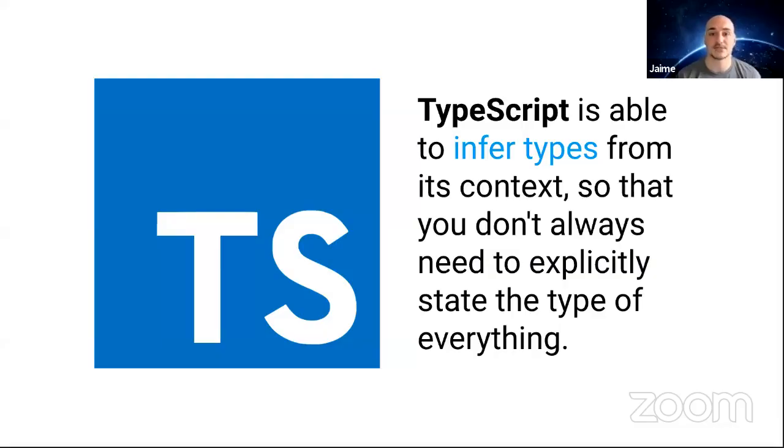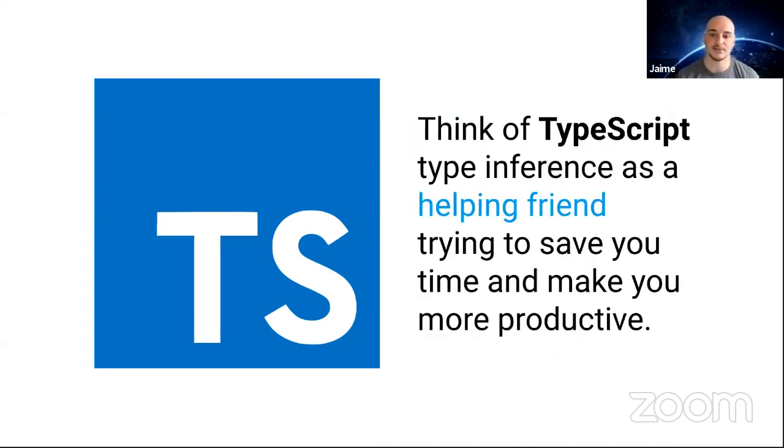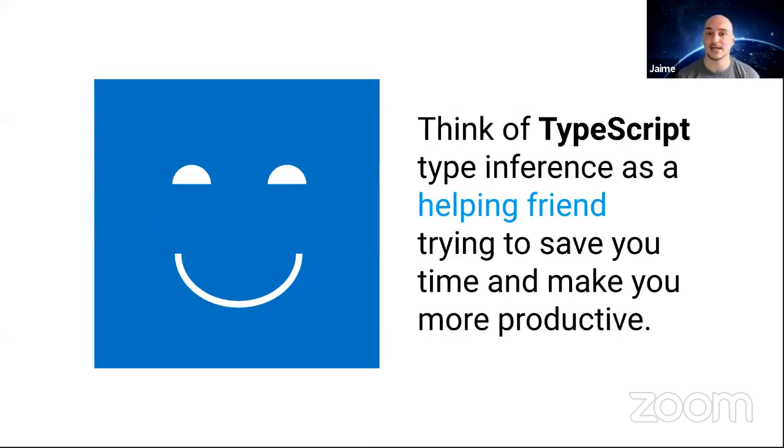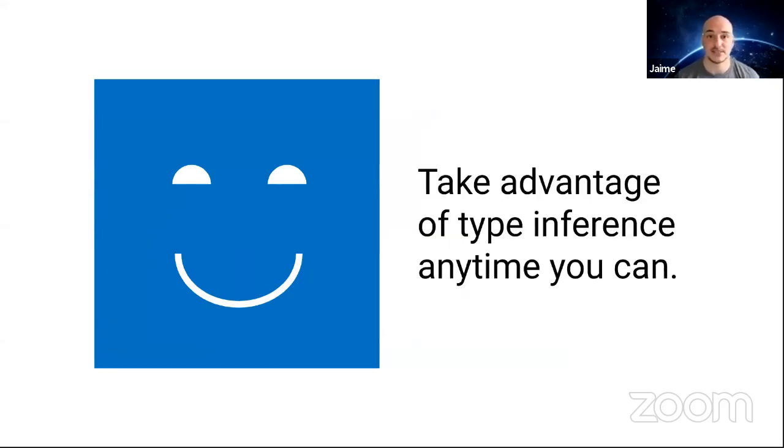I have these learning points when I have the TS to the left. So TypeScript is able to infer types from its content, so you don't always need to explicitly state the type of everything. You can think of TypeScript type inference as a helping friend, trying to save you time and make you more productive. And that's why it's smiling. So take advantage of this anytime you can. Only type when you need to. Don't be redundant.